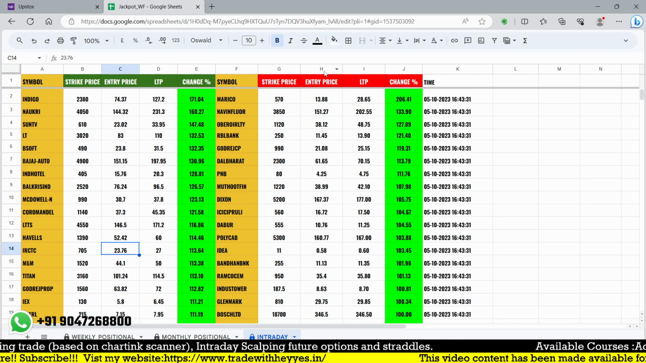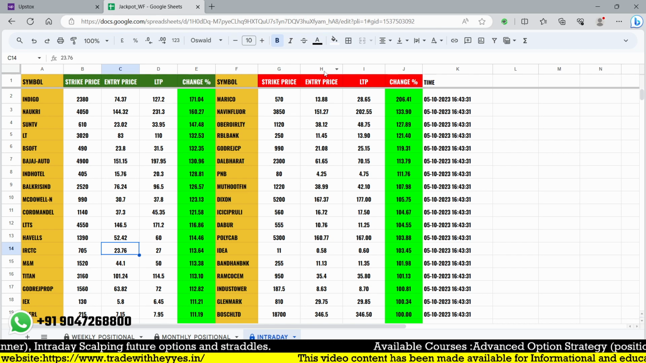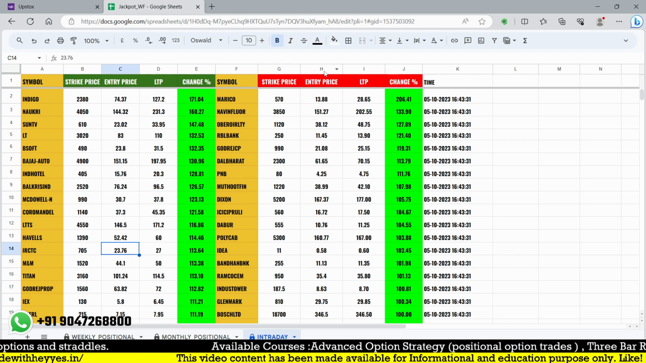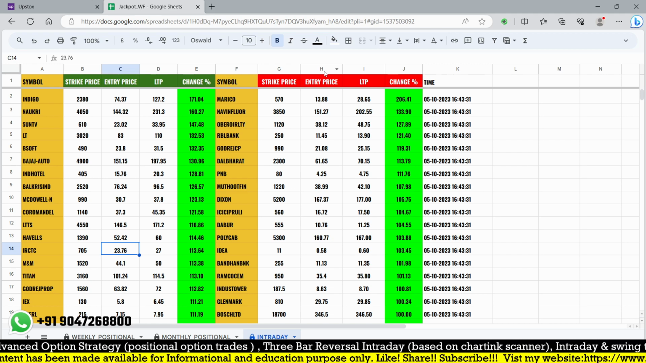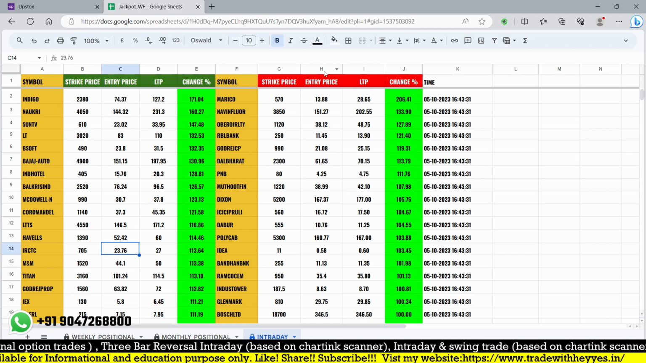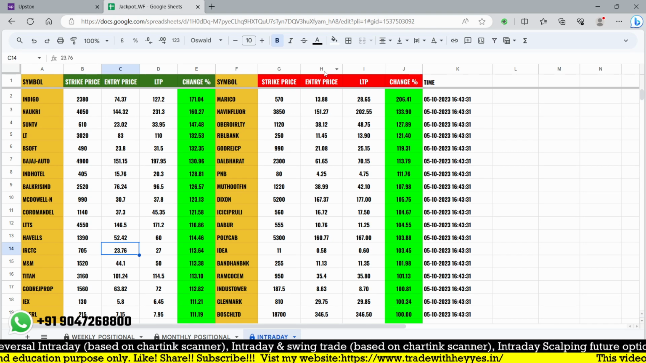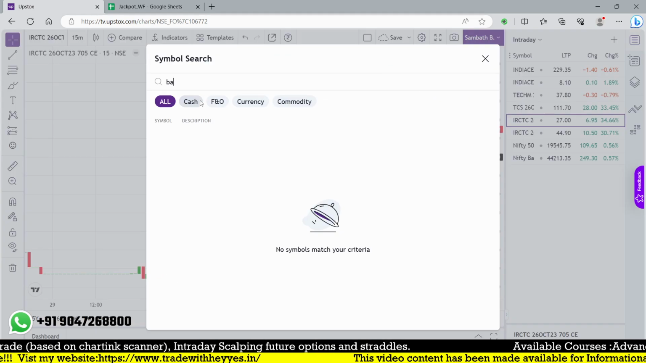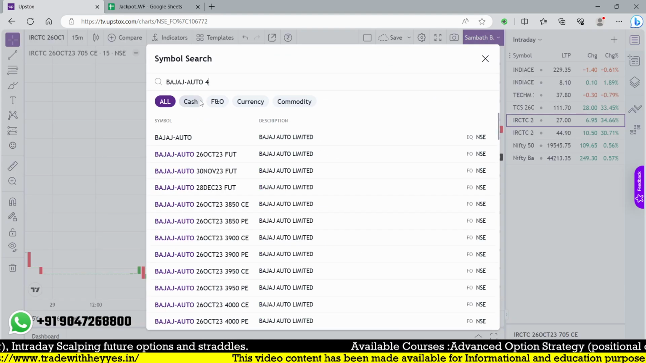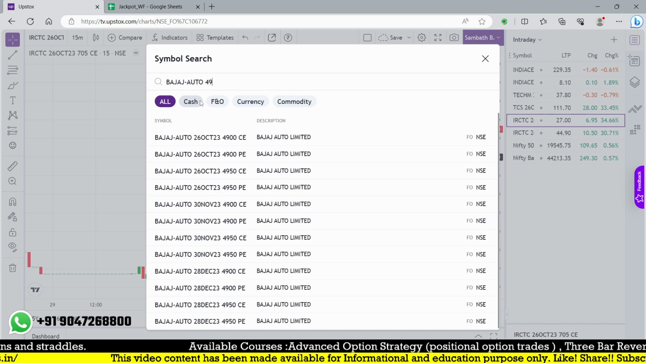And like a lot of stocks, L&T, Bajaj Auto 4900, that can also be an opportunity. For those who are watching, this is a stock which is always liquid. So instead of taking an illiquid stock, you should always focus on a liquid stock, Bajaj Auto 4900. So look for this and check whether it is giving you the opportunity or not.